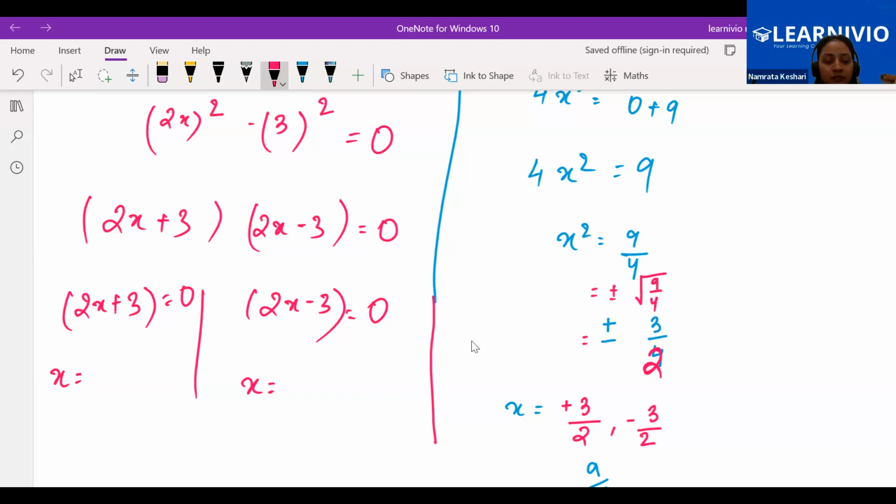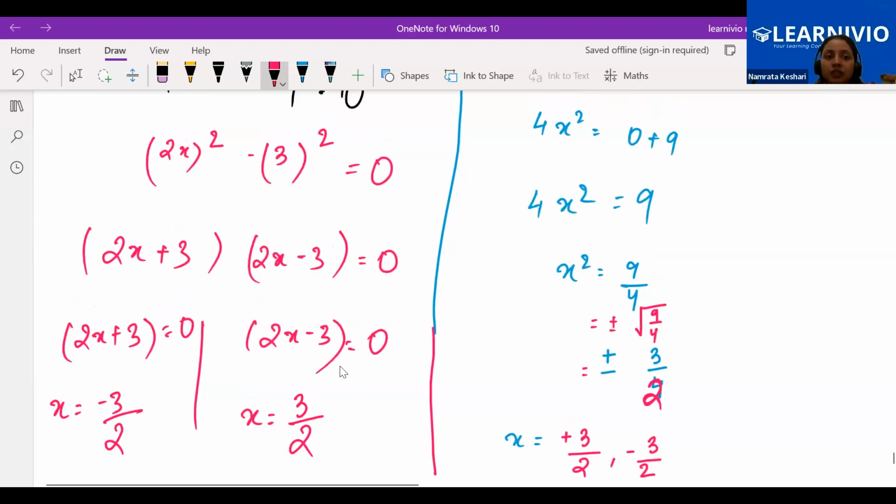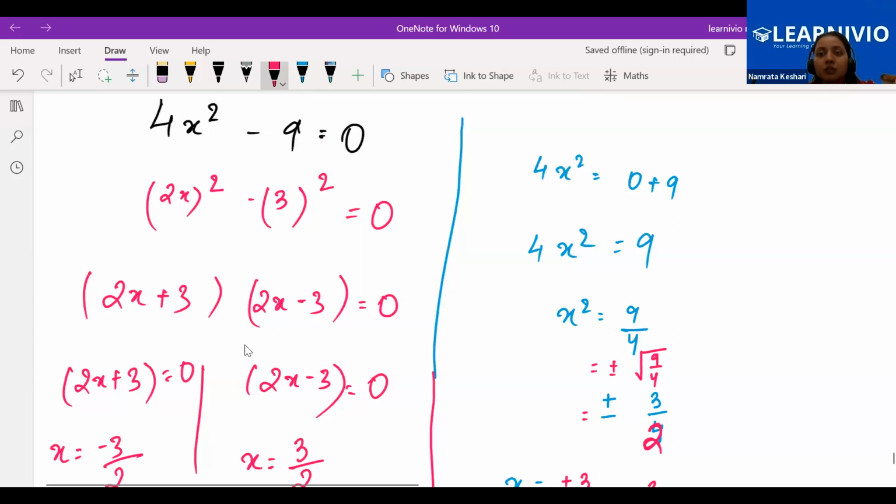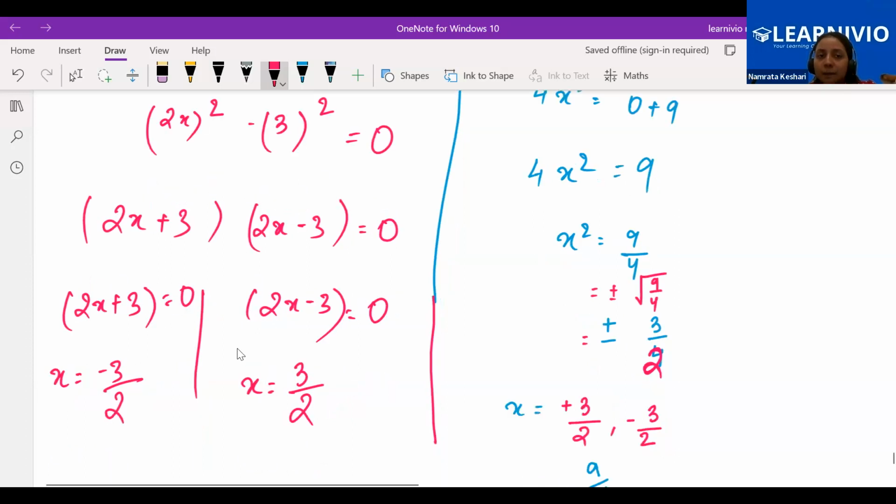So the first one, the x value will be minus 3 by 2, and the other one will be plus 3 by 2. Okay, so these are the different values of x. One is minus 3 by 2, another is plus 3 by 2. And that's what we have got over here, right? x equals plus 3 by 2, minus 3 by 2. So these are two different ways of solving the same quadratic equation. Getting it?